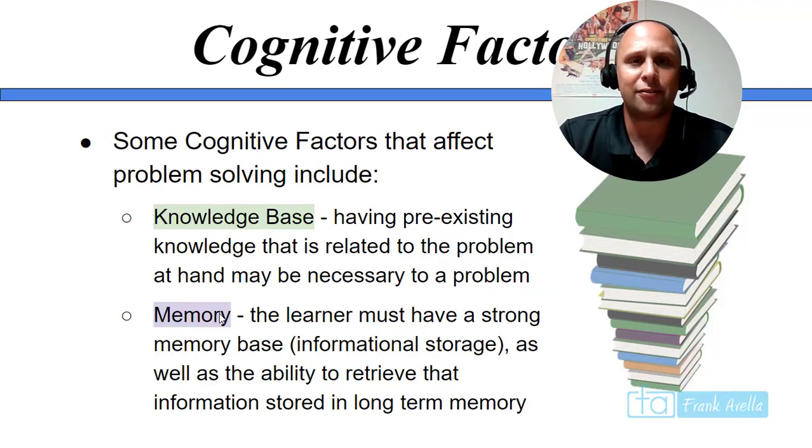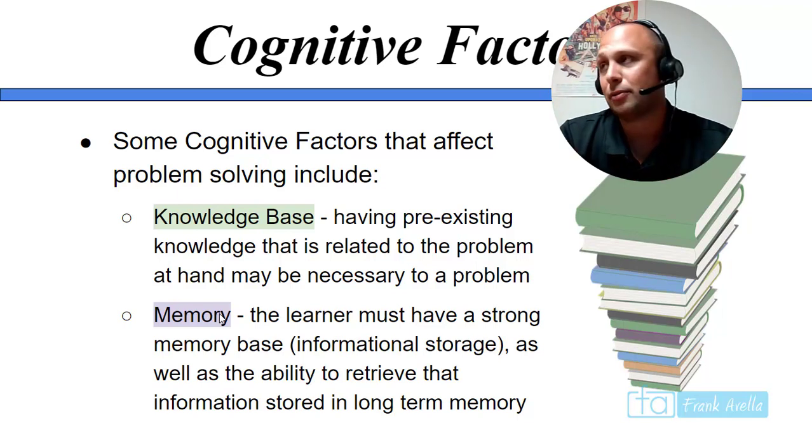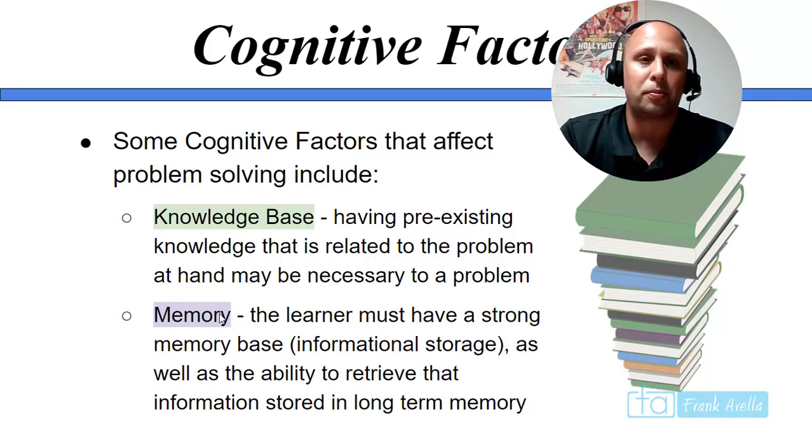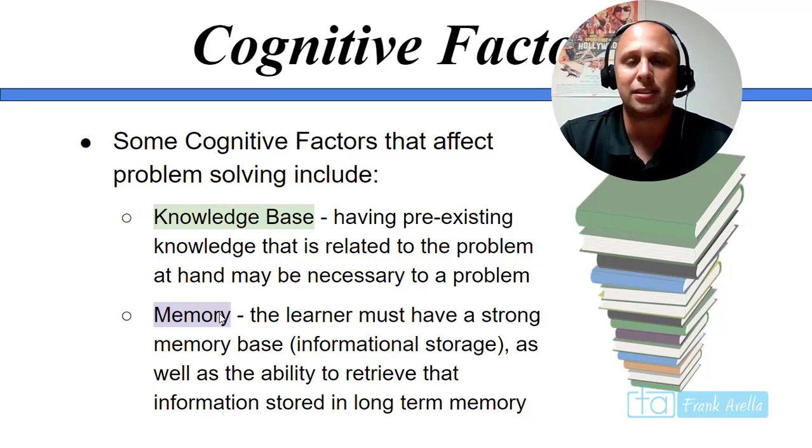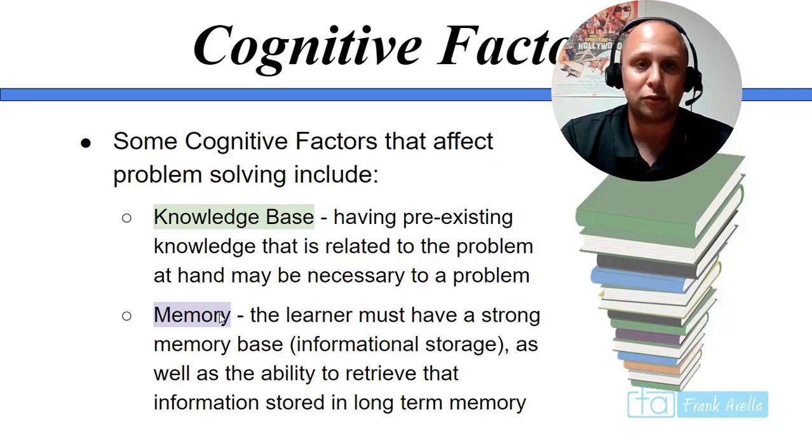Knowledge base. You have to have pre-existing knowledge that is related to the problem at hand at times. So that may be necessary, and that comes with math, right? So you talk about the ducks in the pond, right? I said 24 ducks, 3 ducks swim away. How many are left? You have to be able to subtract 3 from 24. If you don't have that knowledge, you're not going to be able to do the problem.